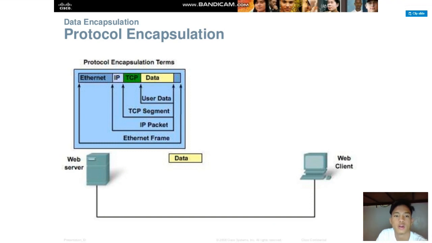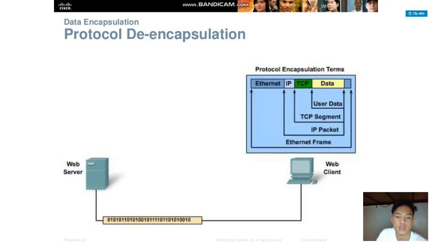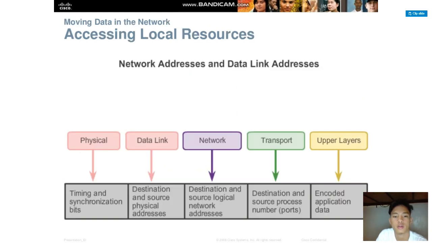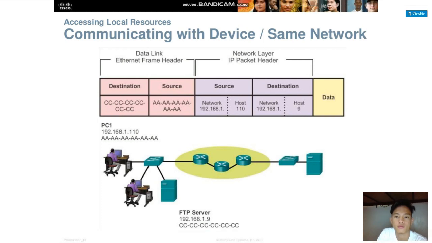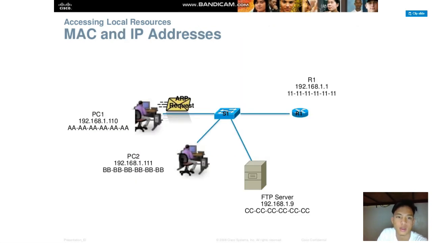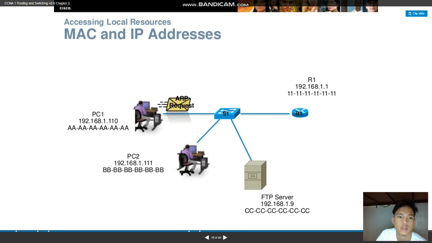So this is an illustration of protocol encapsulation. Accessing local resources: network address and data link addresses. We have physical, data link, network, transport, and upper layers. So communicating with a device on the same network. The MAC and IP address are used to access the local area.